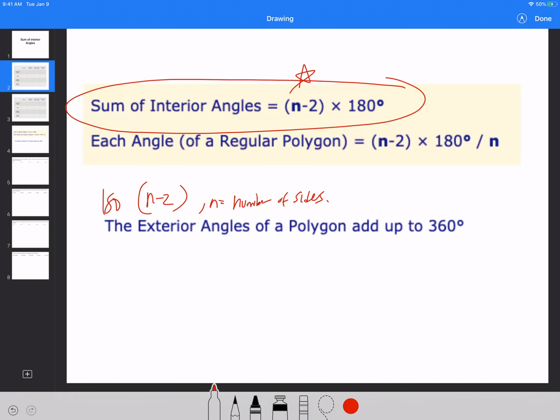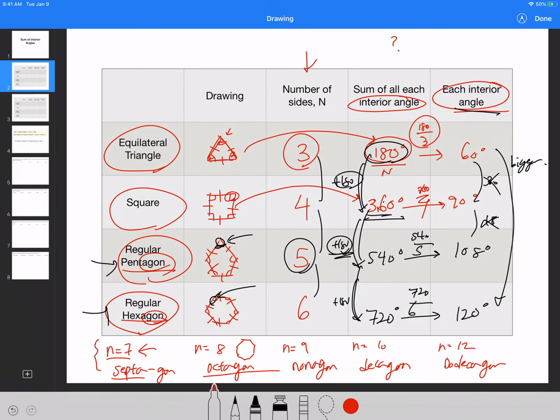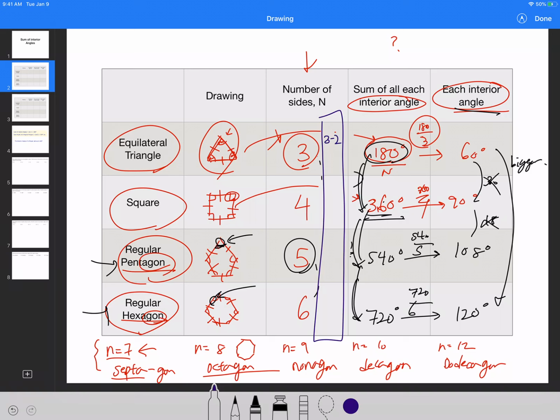Okay, and why is that? Because if you go to the previous slide, the number of sides was 3 for the equilateral triangle. If I were to make a separate column, let's say I erase all of this part, and create a column that represents all of these values minus 2, so for example 3 minus 2, 4 minus 2, 5 minus 2, and 6 minus 2, what ends up happening is that they give you 1, 2, 3, and 4.